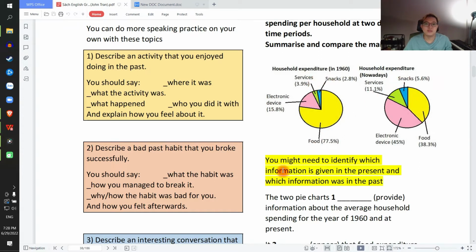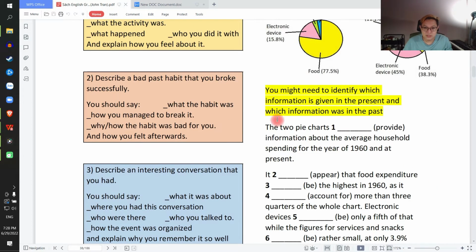And you might need to identify which information is given in the present and which information was in the past. Các bạn cần phải xác định được thông tin nào được cho ở thời hiện tại và thông tin nào được cho ở trong quá khứ nha. So first thing is the opening of the essay. Phần đầu tiên sẽ là phần mở đầu của essay. Thì nó như thế nào?